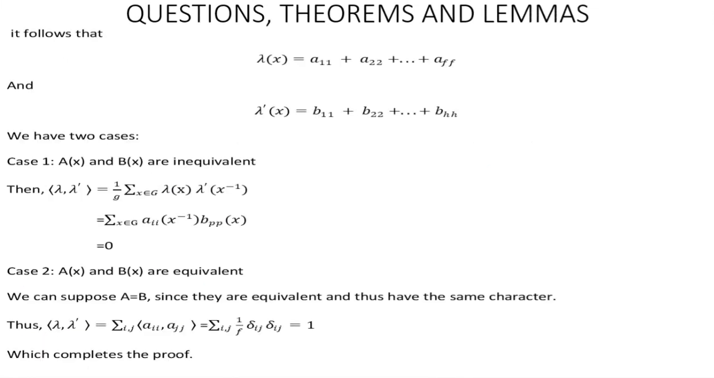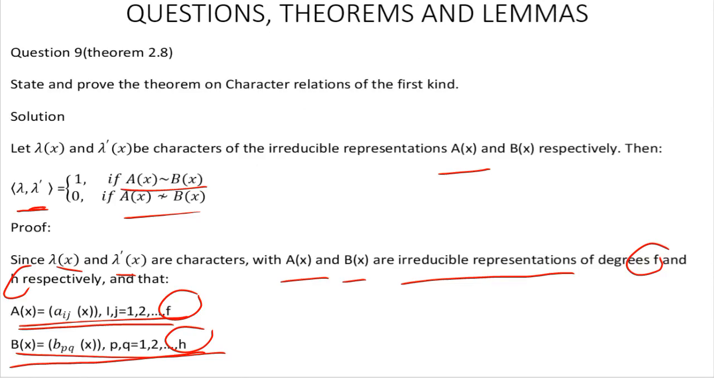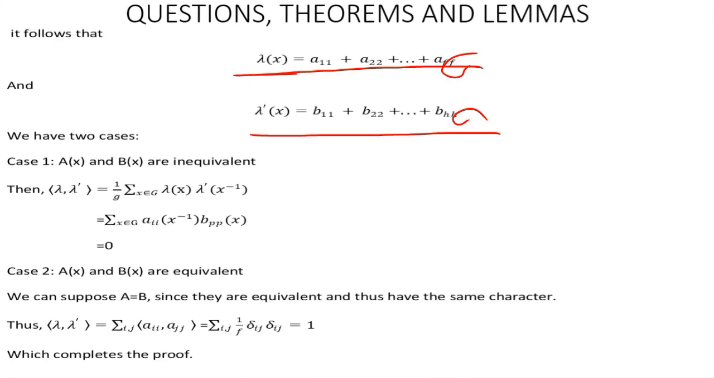Now, that is their definition, and it means that the character for A would look something like this, and that of B would look something like this, noting their degree. And you know the character is the sum of the diagonals, that's the trace. So the first case we'll need to consider, because that's what the theorem states, is that when it is equivalent, you get 1. If they're not equivalent, you'll get 0. So we have to check the two cases.